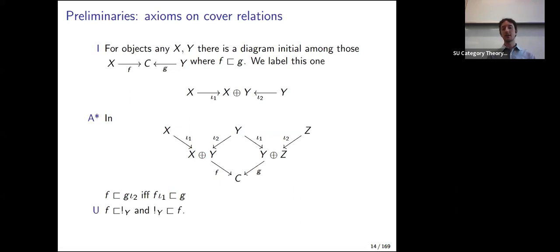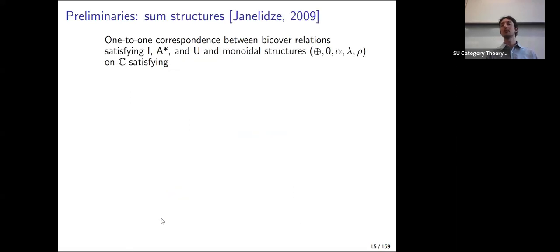Okay, and then we also require that the unique morphism from the initial object covers and is covered by every morphism in your category, and we denote this with an exclamation point. It turns out that there's a one-to-one correspondence between bi-cover relations, where the inverse is also a cover relation, satisfying these three conditions, and monoidal structures on C satisfying the following. The initial object needs to be our monoidal unit, or our monoidal unit needs to be initial.